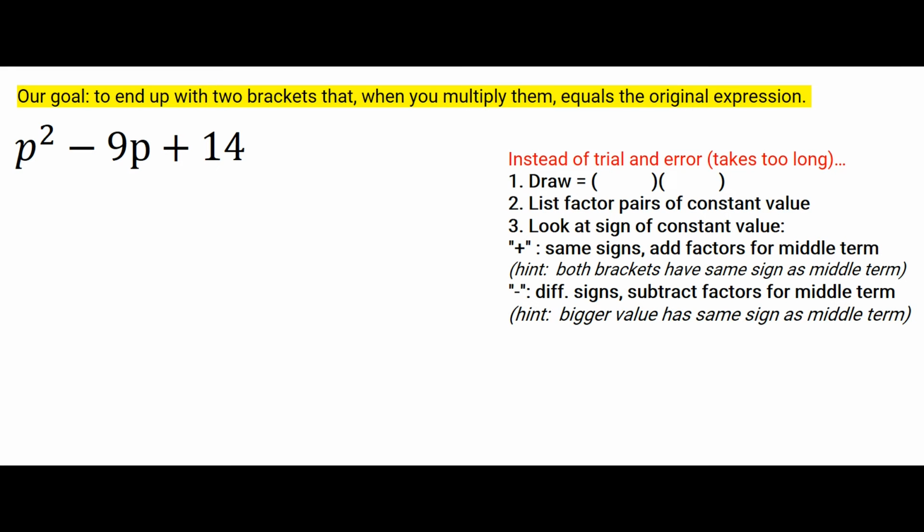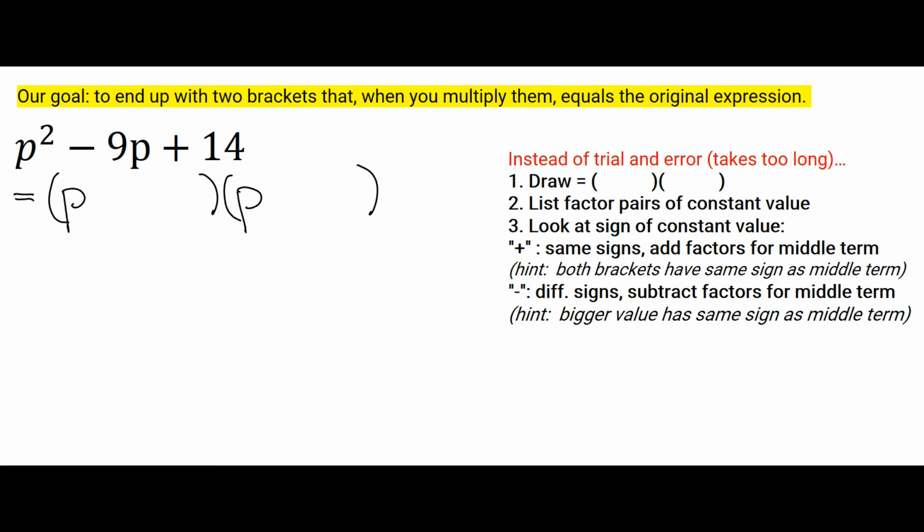Our goal when we're factoring quadratics is to end up with 2 brackets that, when you multiply them, equal the original expression. Now, instead of just putting random numbers into random brackets and multiplying them together, that would take way too long. We've just simplified this into 4 simpler steps that you can follow. The first one is the same as in part 1. It is to draw an equal sign followed by 2 wide open brackets. Next, you're going to list your variable, your alphabet letter, in the front of each bracket without the square.